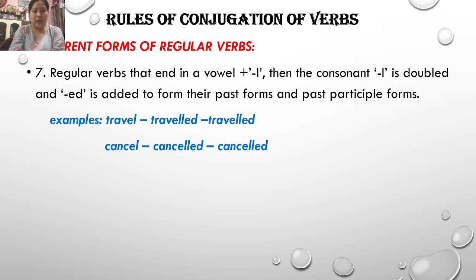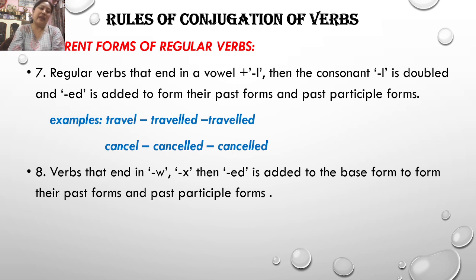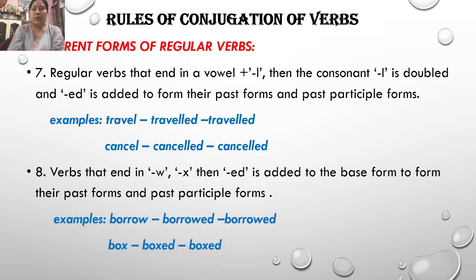The last one of the regular verbs: the verbs that end in W or X just add the suffix ed to the base form to form their past form and past participle form. This will be clear with these examples. These are two verbs that end with the letters W and X: borrow and box. In order to form their past form and past participle form, they just add ed after it. So borrow becomes borrowed and borrowed. This is the past form and the past participle form. Similarly, box becomes boxed and boxed.